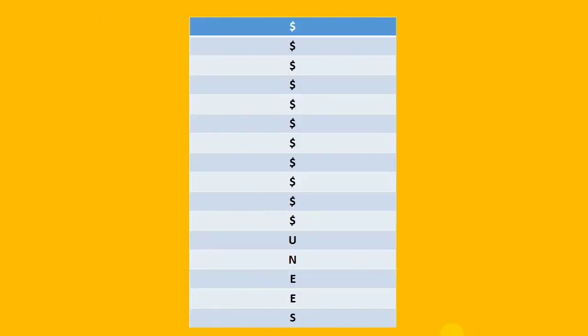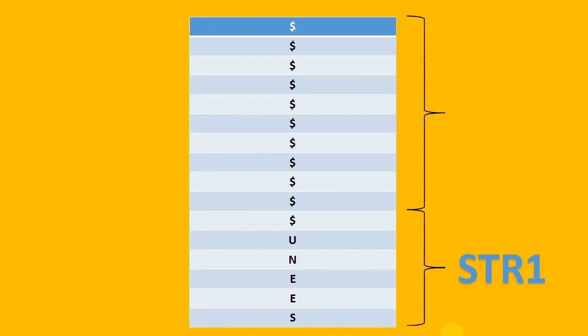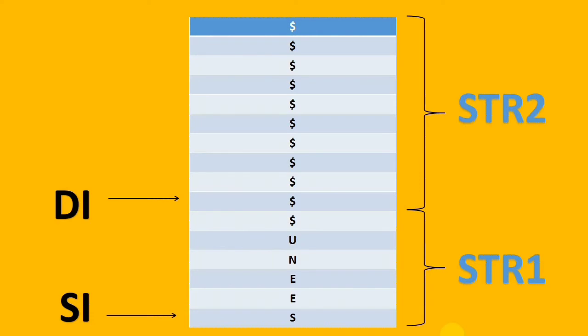So this is the memory layout. Assume that this is the data segment. It's string 1, that is Seenu, which I have taken. The last character of the string is $, and I have taken an empty string which consists of all dollars, so that is string 2. I will point my string 1 with SI and I will point my string 2 with DI. Then I will copy every character of string 1 from the end of the string to the second string, that is str2.